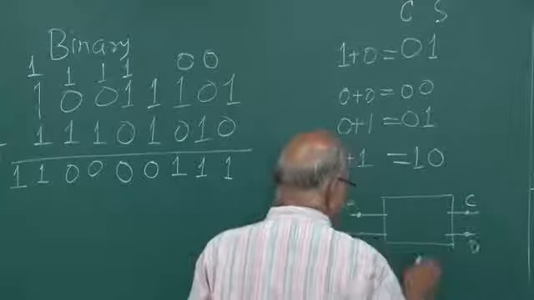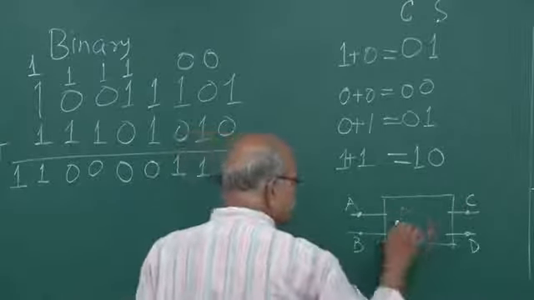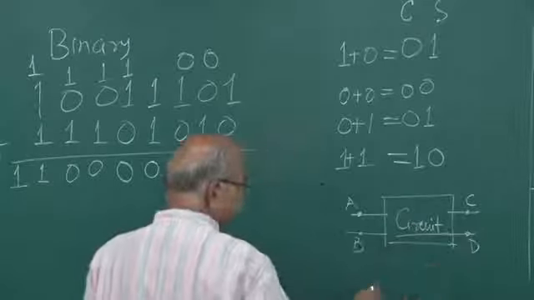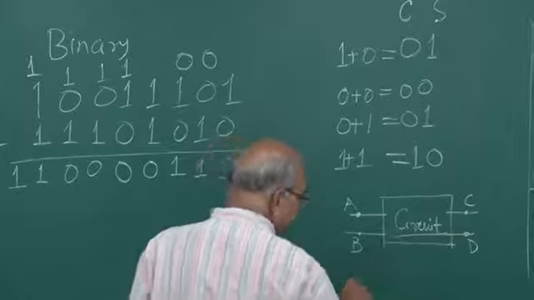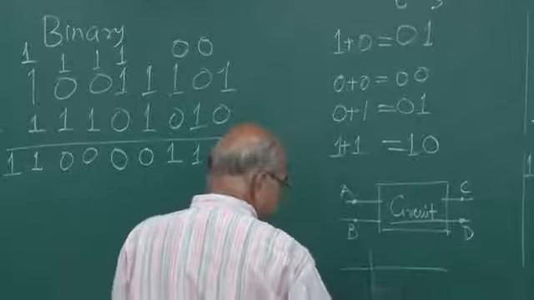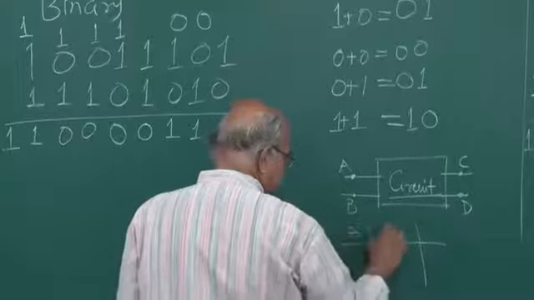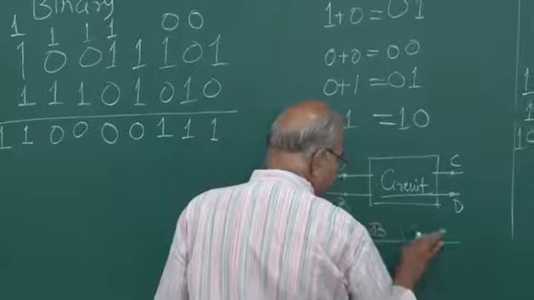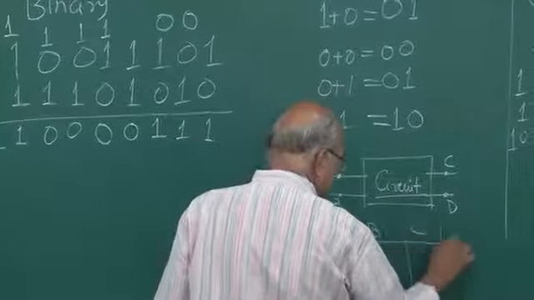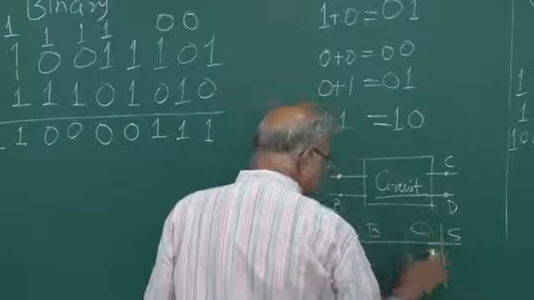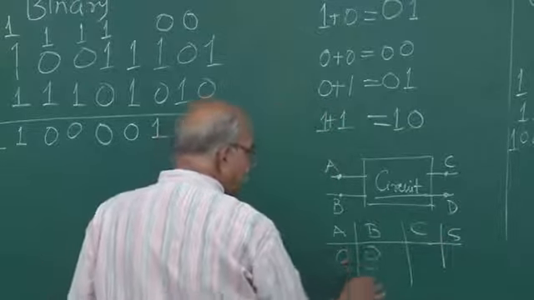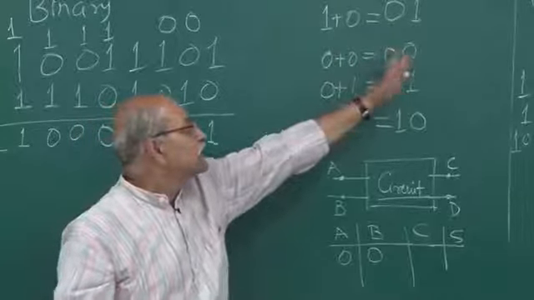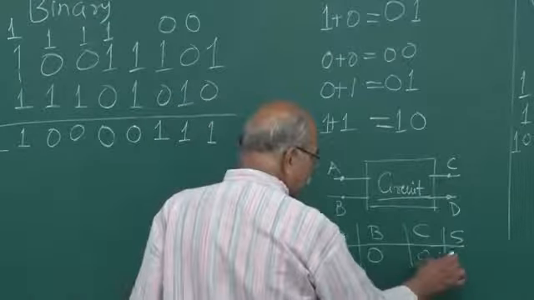C and D. And then this is some kind of a digital circuit, and then the circuit should be such that if I write A here, B here, and, or let me write C here and S here. Okay. So if this is 0 0, I should get 0 carry and 0 sum. So it should be 0 and 0.